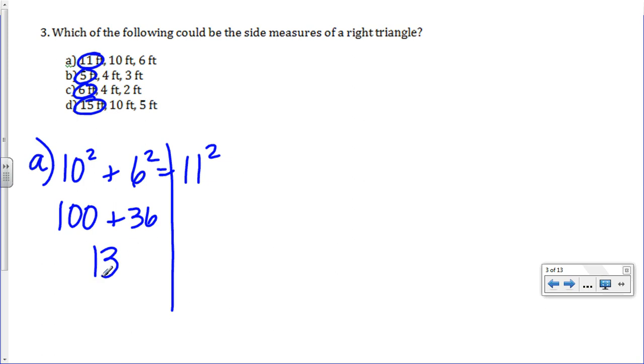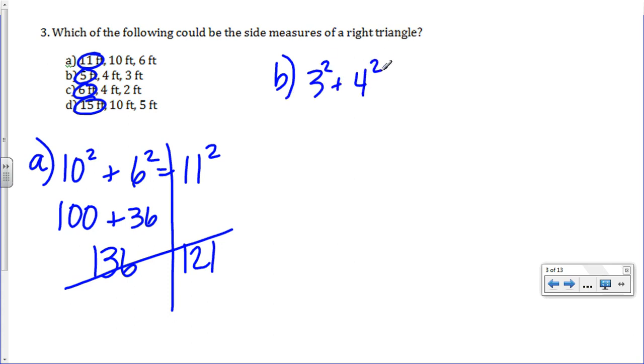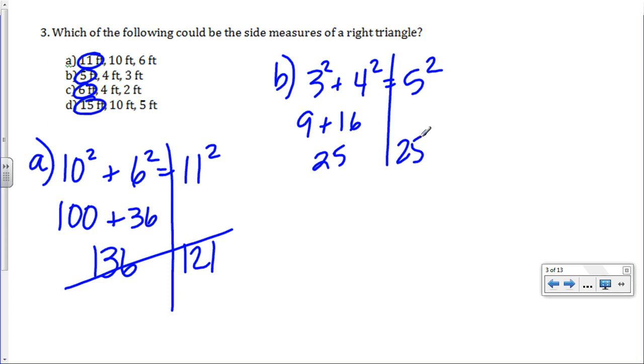So that side is 136. 11 squared is 121. So that side doesn't equal the other side, so A can't be my right triangle. For B, I would do 3 squared plus 4 squared equals 5 squared. 9 plus 16, which is 25. 5 squared is 25. So I found my right triangle.